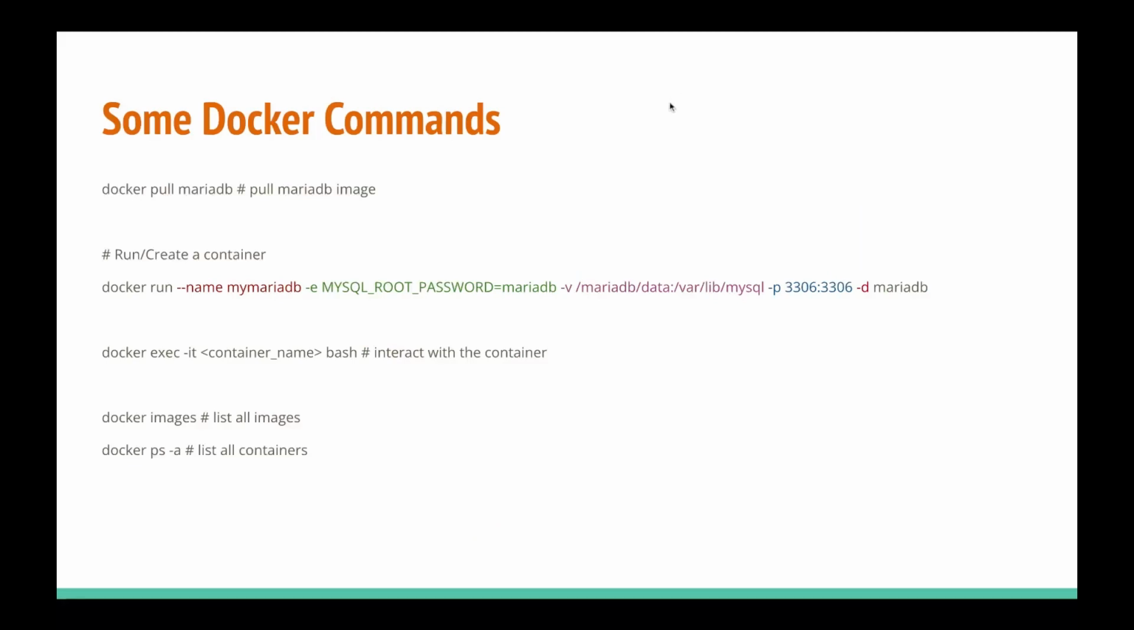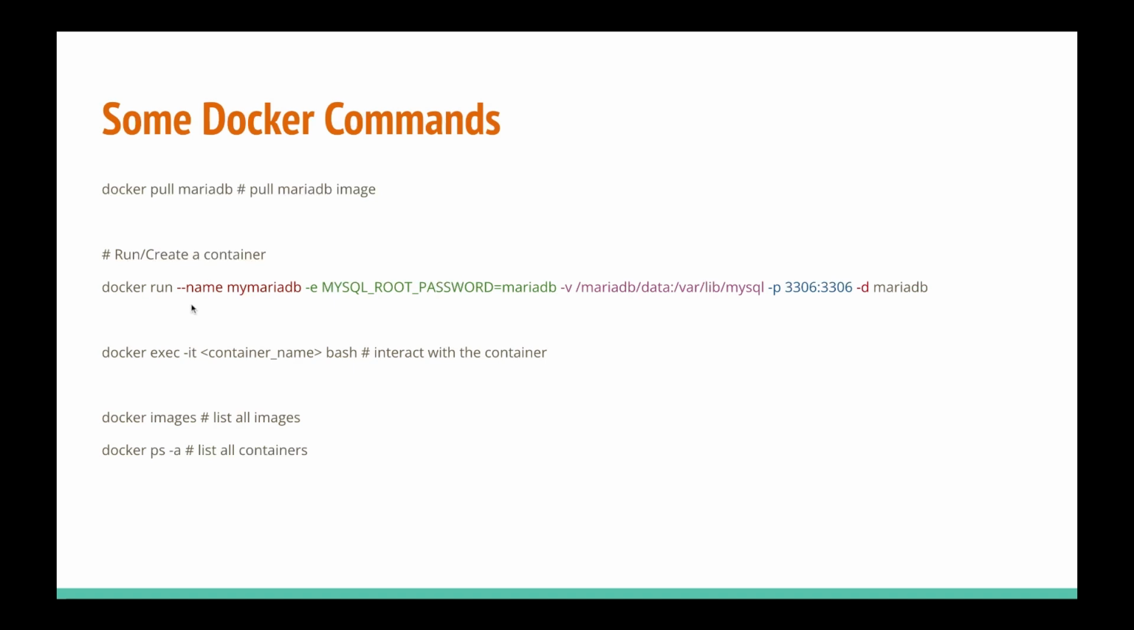Now it's time to learn some Docker commands. After installing Docker on your computer, these are the commands that you are going to use most. First, docker pull. It is used to get an image from Docker Hub and put it on your computer. So here, when we type docker pull mariadb, the MariaDB Docker image will be placed on your computer.